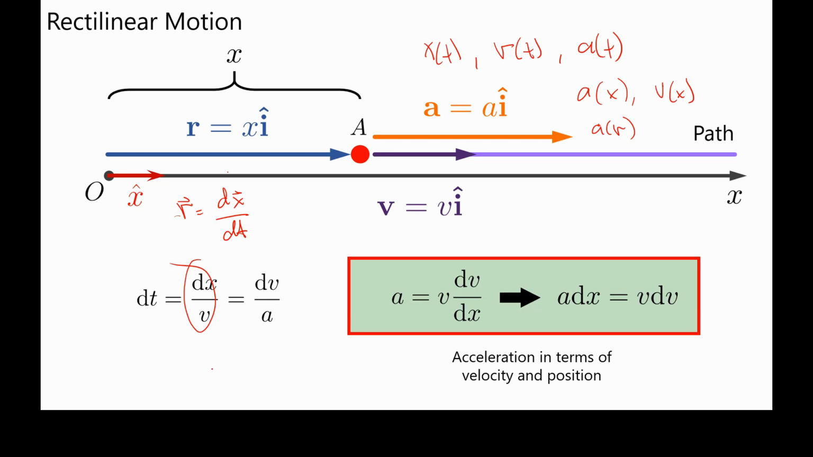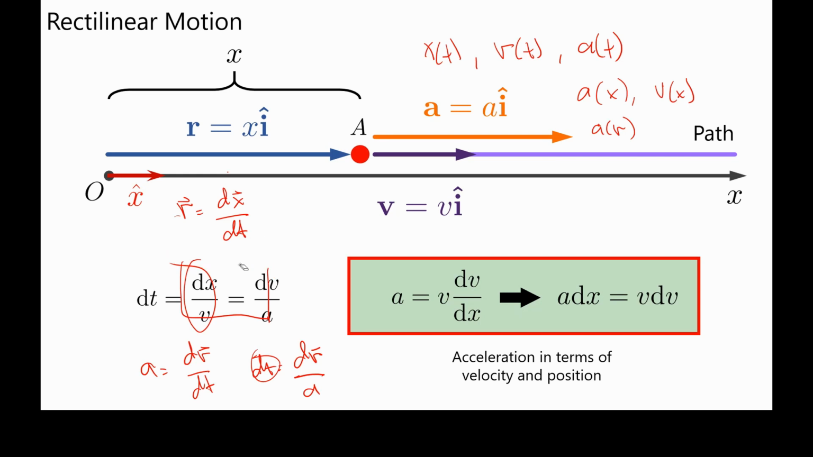Okay, and somehow remember that your a is also equal to dv over dt. And we take the expression for dt from this to be dv over a. And since this dt would be the same as the dt found here, we equate both of them.